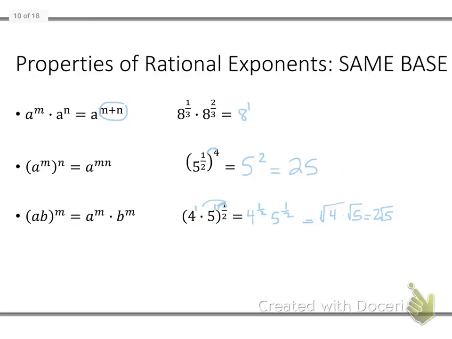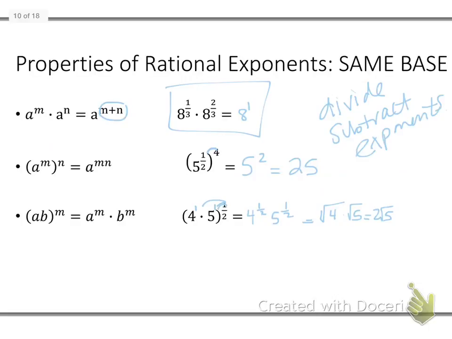Okay. Also, along with multiplying things with the same base, we add the exponents. Remember, if we divide things with the same base, we subtract the exponents. They're opposites of each other, so we subtract those ones.